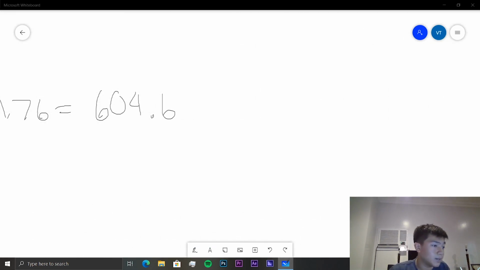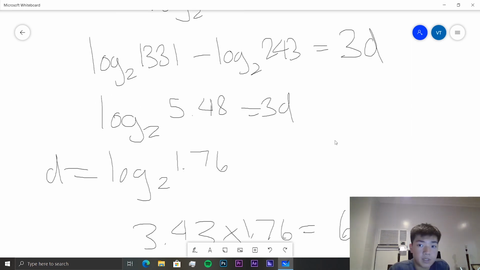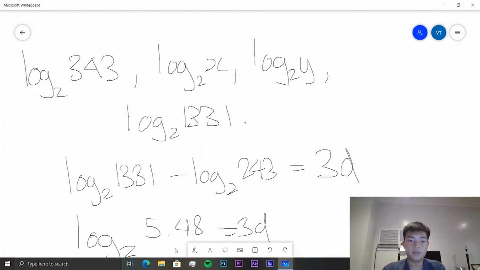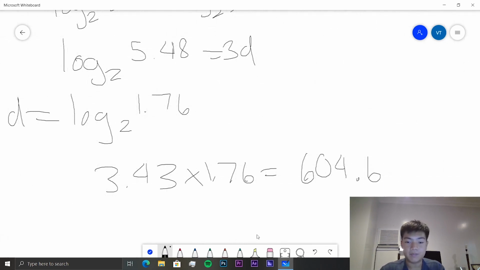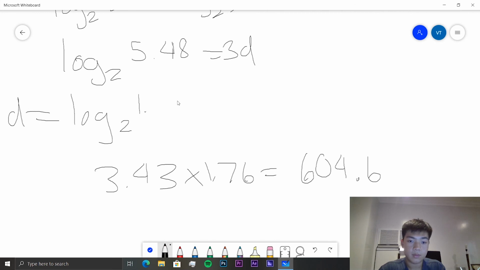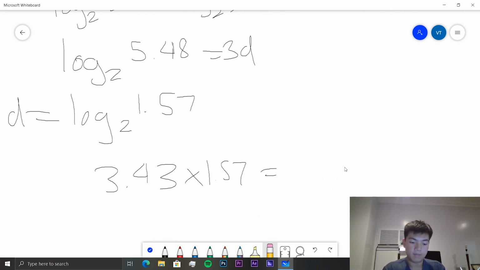Just check that that's correct. Oh, sorry, I wrote 243 when this should be 343. Oops. So the cube root of 1331 divided by 343 is only 1.57. So if we have 343 times 1.57, we end up with 539. So that should be our answer.